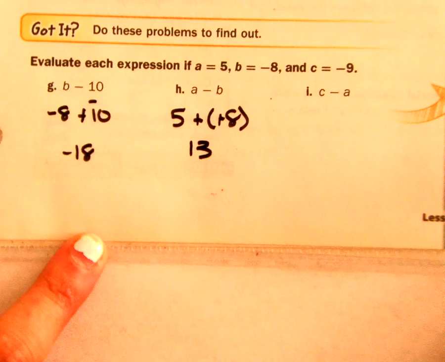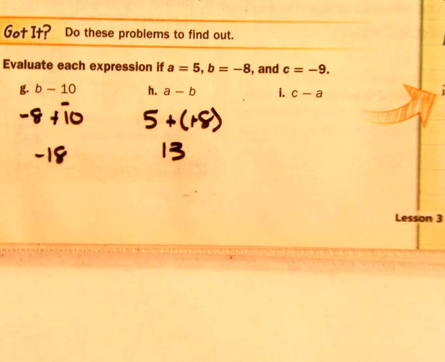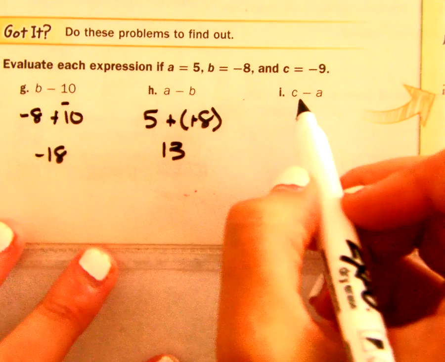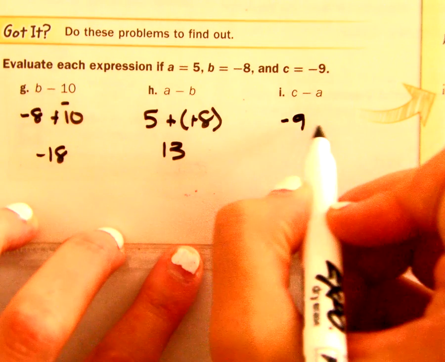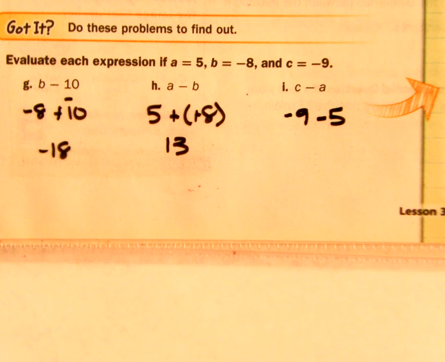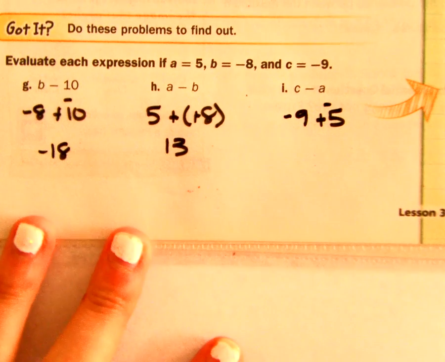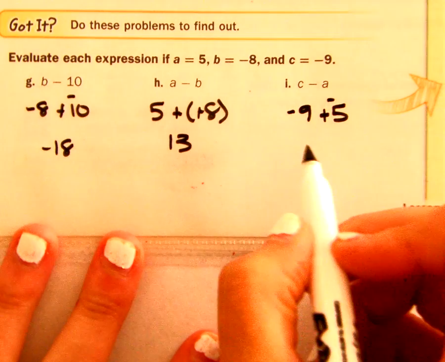And letter I, sorry, we have C minus A. So again, I go and find my values. What did those variables represent? Well, C is negative 9, minus A, which is 5. So now I have negative 9 minus 5. I'm trying to take 5 positives away from 9 negatives. That can't happen, so we're going to do the opposite of it. So we make this addition. So since this was positive 5, it now becomes negative 5. So we have negative 9 plus negative 5, which is negative 14.